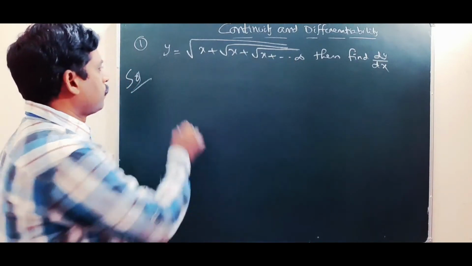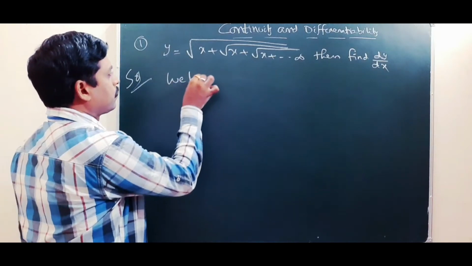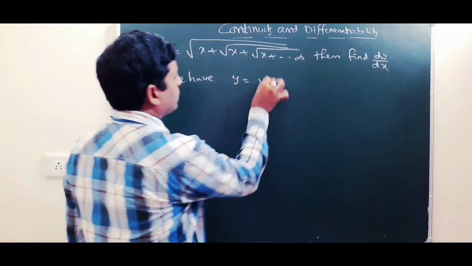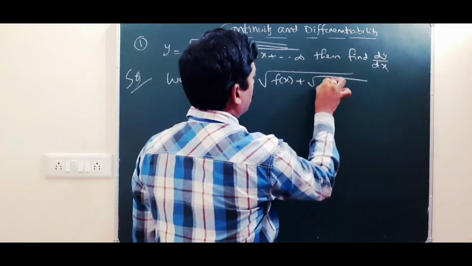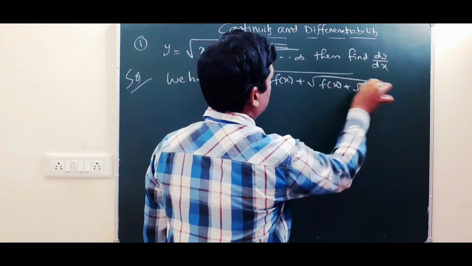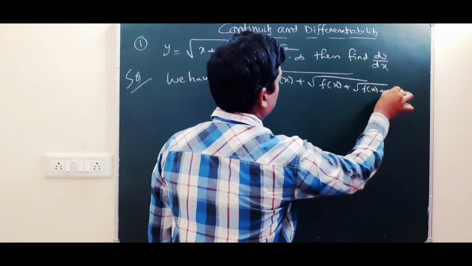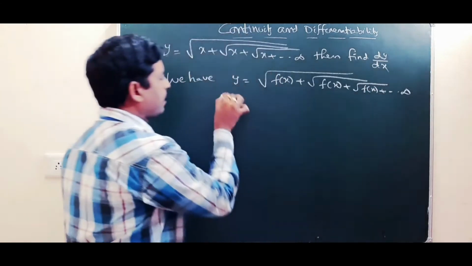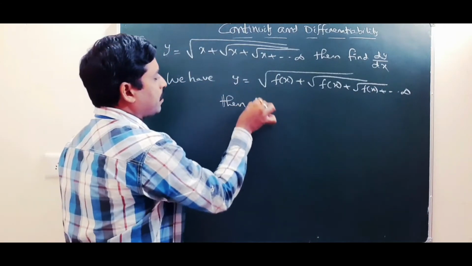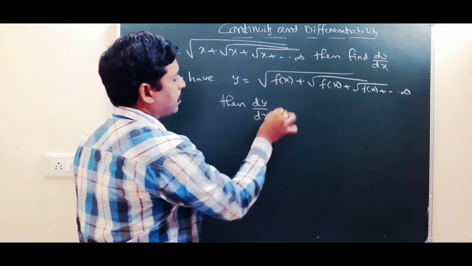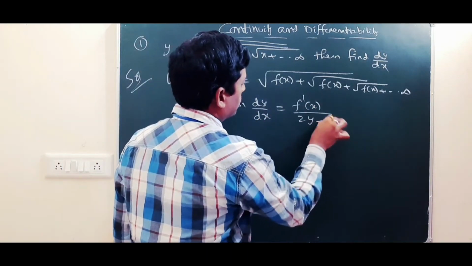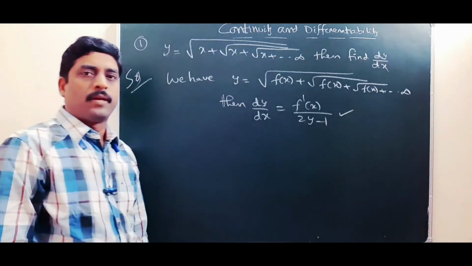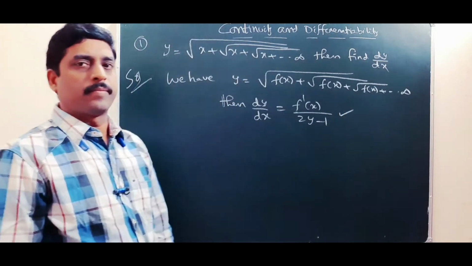Okay, we have y is equal to root under f of x plus root under f of x plus root under f of x and so on to infinity. Then dy by dx is equal to f dash x by 2y minus 1. Okay, f dash x by 2y minus 1.